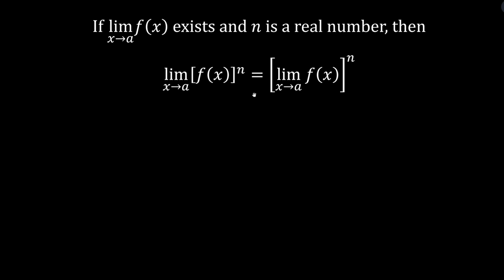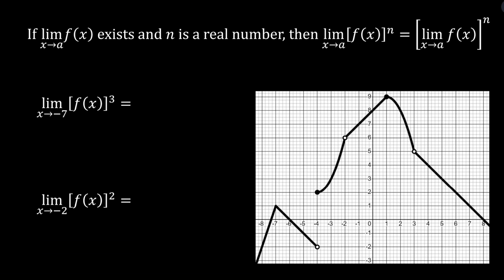So if it does, we can apply this property which tells us that the limit of this new function, which is the function raised to some power, equals the limit of the original function raised to that same power. So instead of having to think about what this new function looks like and find that limit, we can just think about the original limit and then raise that limit to the nth power. Let's try with some examples here.